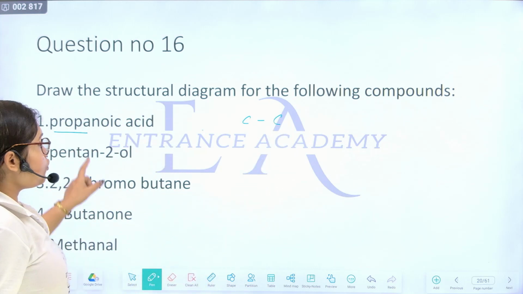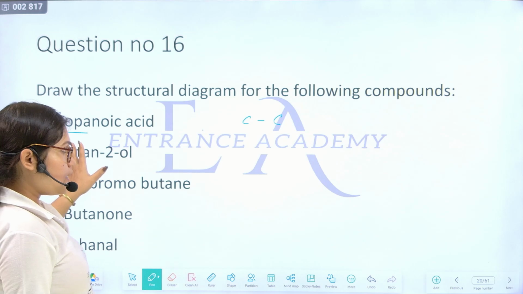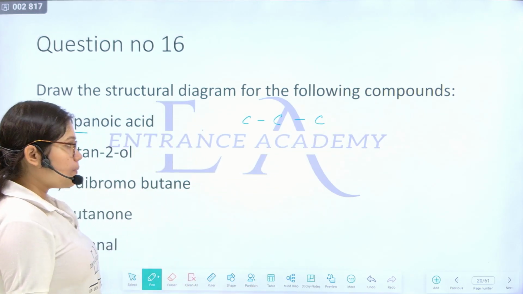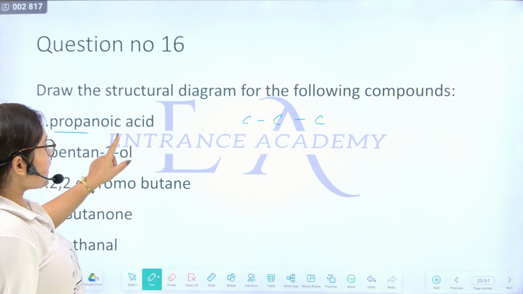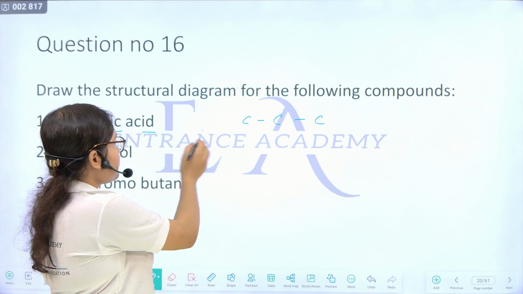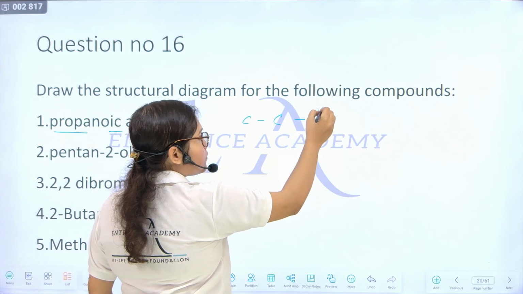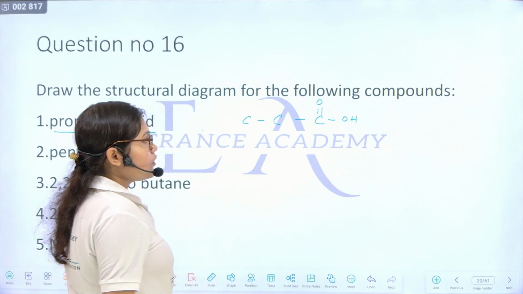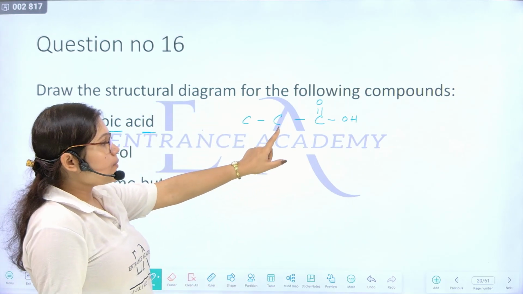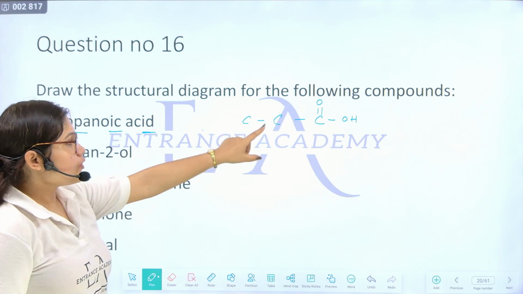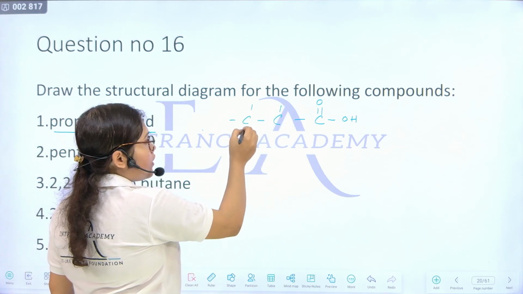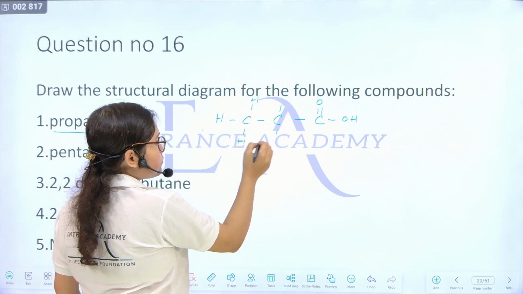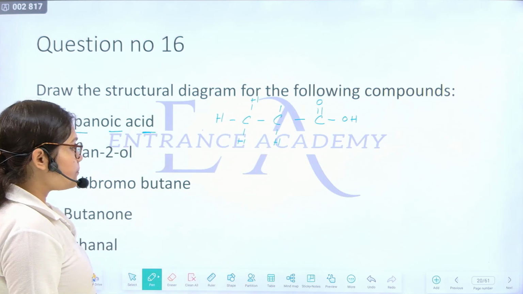Prop. First you need to know the root word of this organic compound, that is prop. So 3 number of carbons present in this structure, propanoic acid. So oic acid, that is acid group, C double bond O, OH. So prop, number of carbon 3, acid group, oic acid. So this is the structure, and rest are hydrogen. This is the structure of propanoic acid.